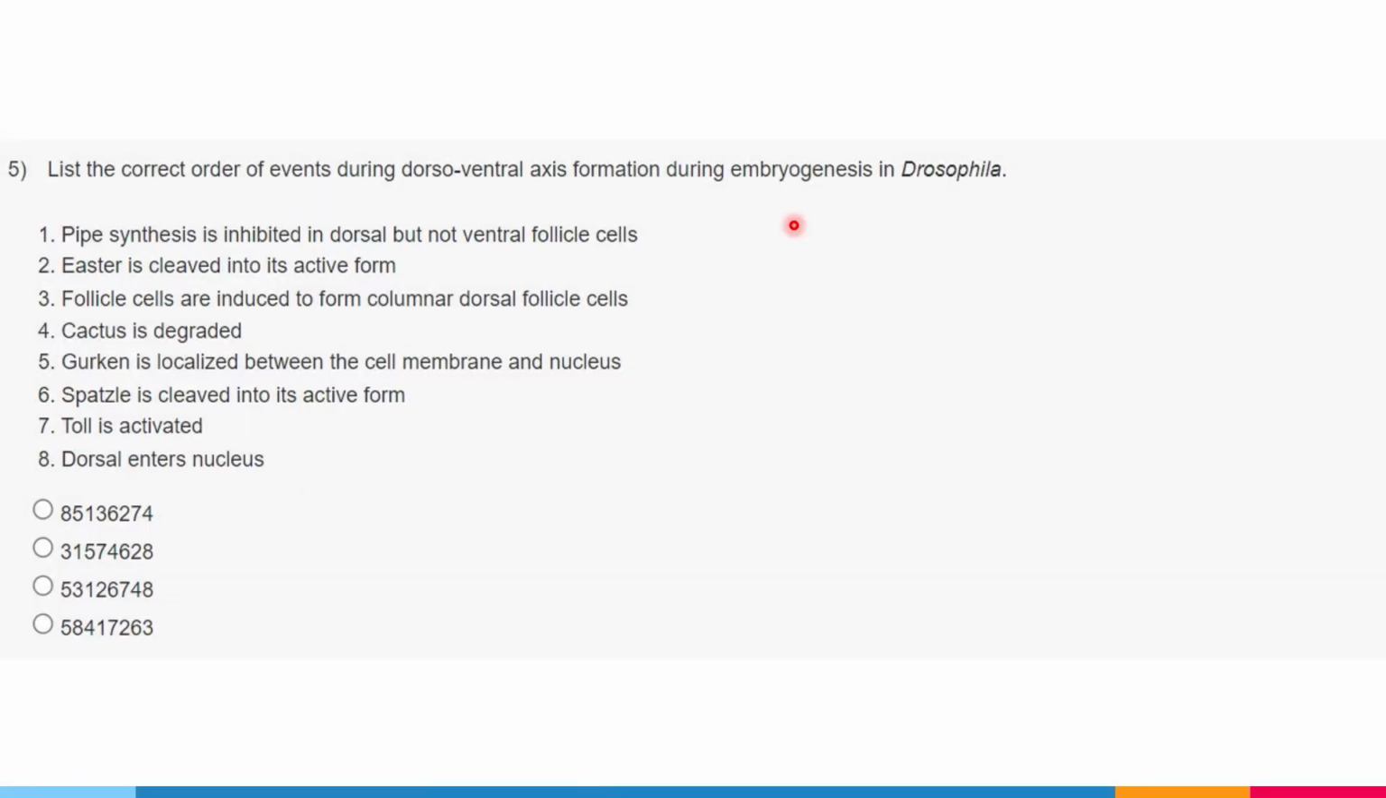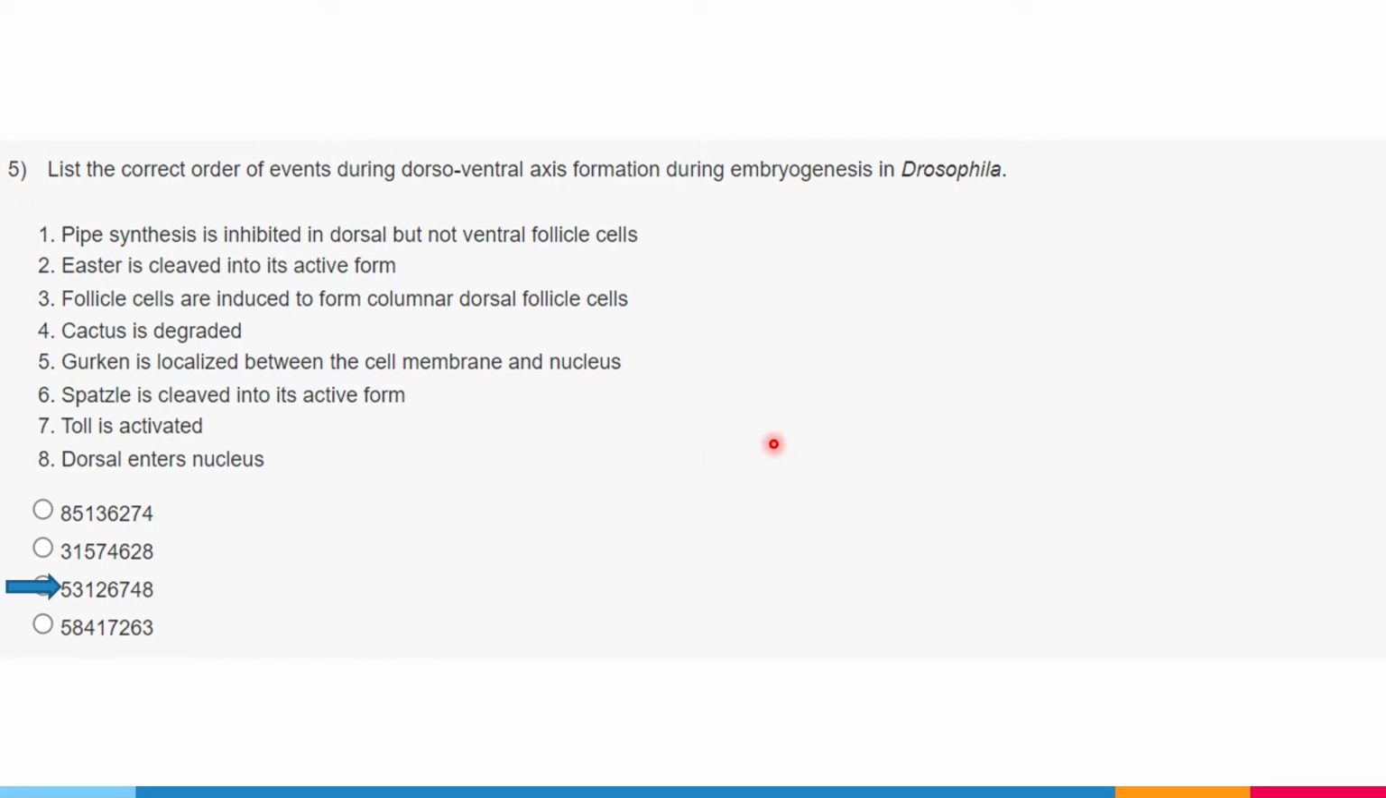Thus, if we go back to our question and start aligning, the first option is Gurken is localized between the cell membrane and nucleus, so 5, followed by follicle cells are induced to form columnar dorsal follicle cells which do not produce pipe, 3. Then pipe synthesis is inhibited in dorsal cells, not ventral follicle cells, 1. Then Easter is cleaved to its active form, Spatzle is cleaved to its active form, Toll receptor is activated, and that was 7. Cactus is degraded, and finally dorsal enters the nucleus. So the correct answer is C.